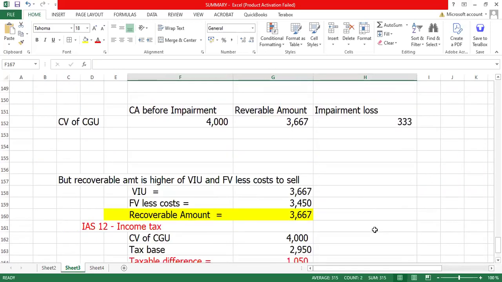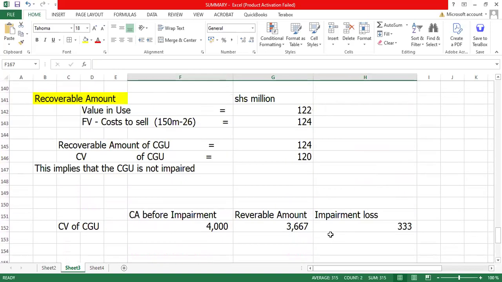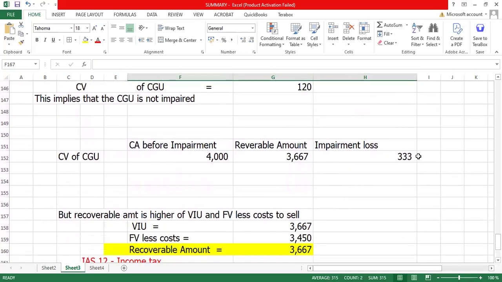Okay, so colleagues, that's all with that question. This one goes to profit or loss. Then in the balance sheet, you record this one as the carrying value of the CGU. Okay. Any question? That's enough really for now.